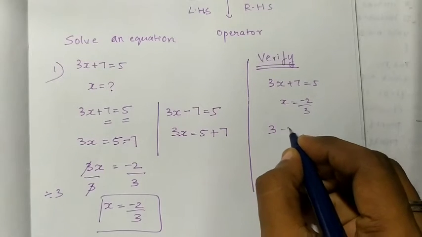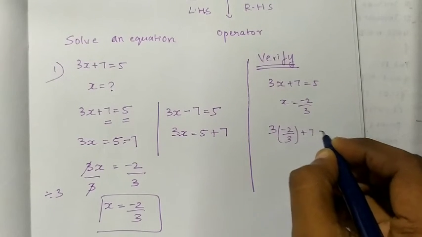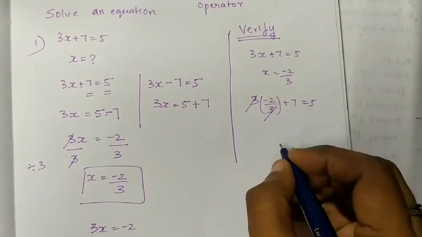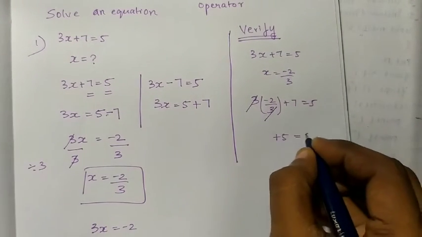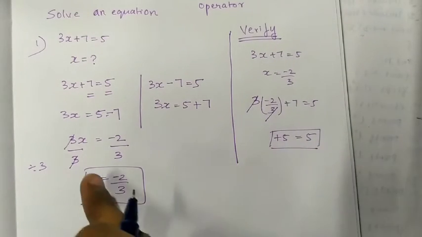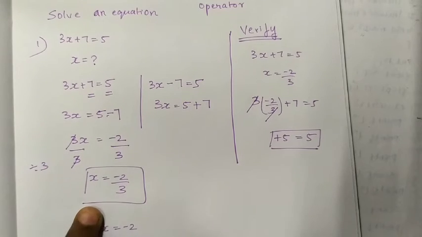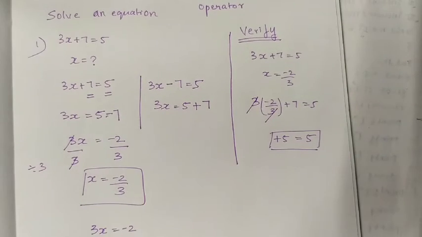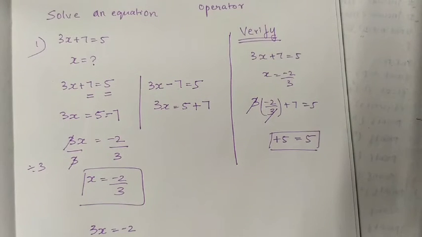Therefore 3 into minus 2 by 3 plus 7 equal to 5. 3 will get cancelled. So minus 2 plus 7 is plus 5, equal to 5. If you get terms like this, it means you have found the correct value of x. Okay, in algebra basically you can check all sums, whether they are right or not, by using this verification method. Okay, next we are going to see another problem.